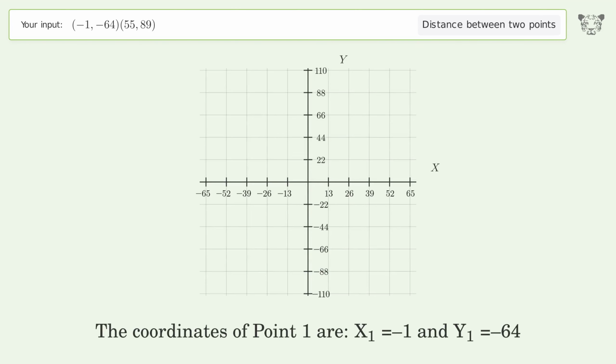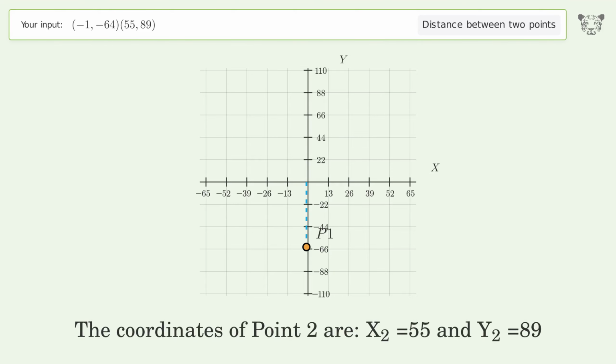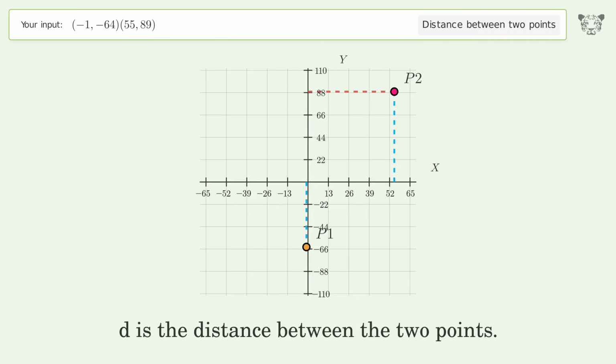The coordinates of point 1 are x1 equals -1 and y1 equals -64. The coordinates of point 2 are x2 equals 55 and y2 equals 89. D is the distance between the 2 points.